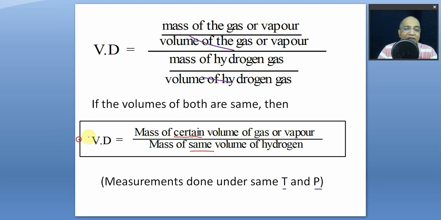So whenever you are asked to define what is VD of a gas, you give this definition. VD is nothing but the mass of a certain volume of a gas divided by the mass of the same volume of hydrogen. Mass by mass, volume same, and temperature and pressure also have to be kept constant. In that case, VD is a mass by mass ratio, right?